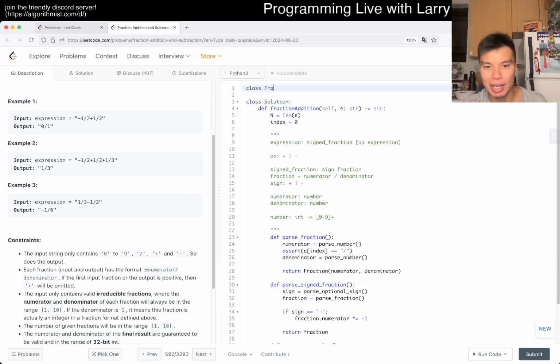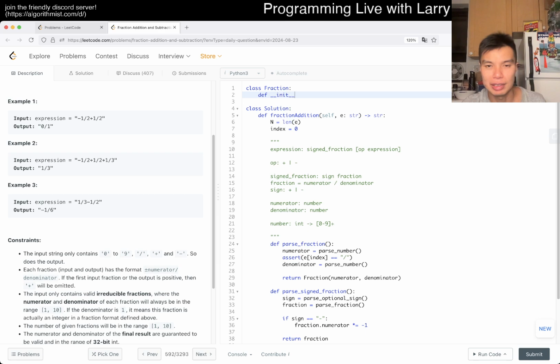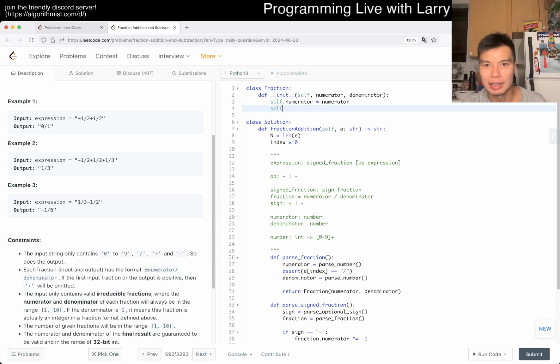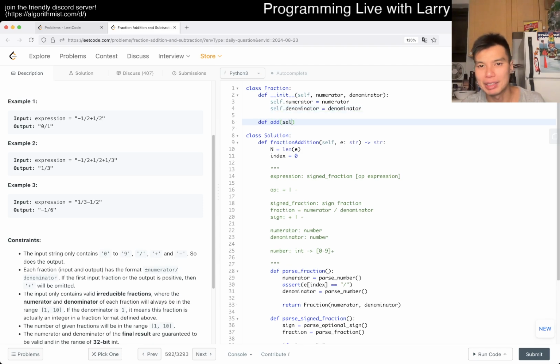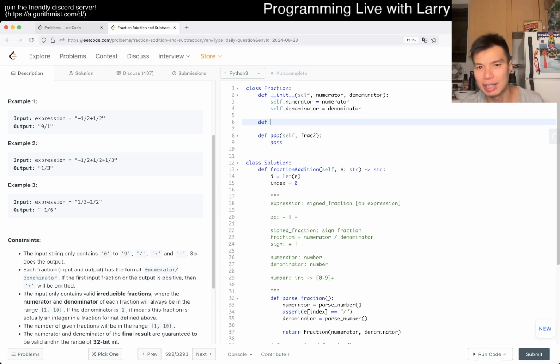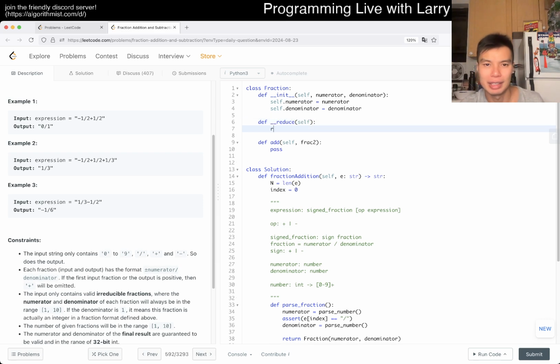let's define fraction, right? This is just basic stuff. Numerator, denominator, right? And then we have self dot numerator is equal to numerator, self dot denominator is equal to denominator, right? And we'll probably implement some stuff like add later on, and what else? I guess that's really it. Maybe a helper function for reducing or whatever, but I don't know, I don't even know if this is quite necessary. I think it's probably fine.